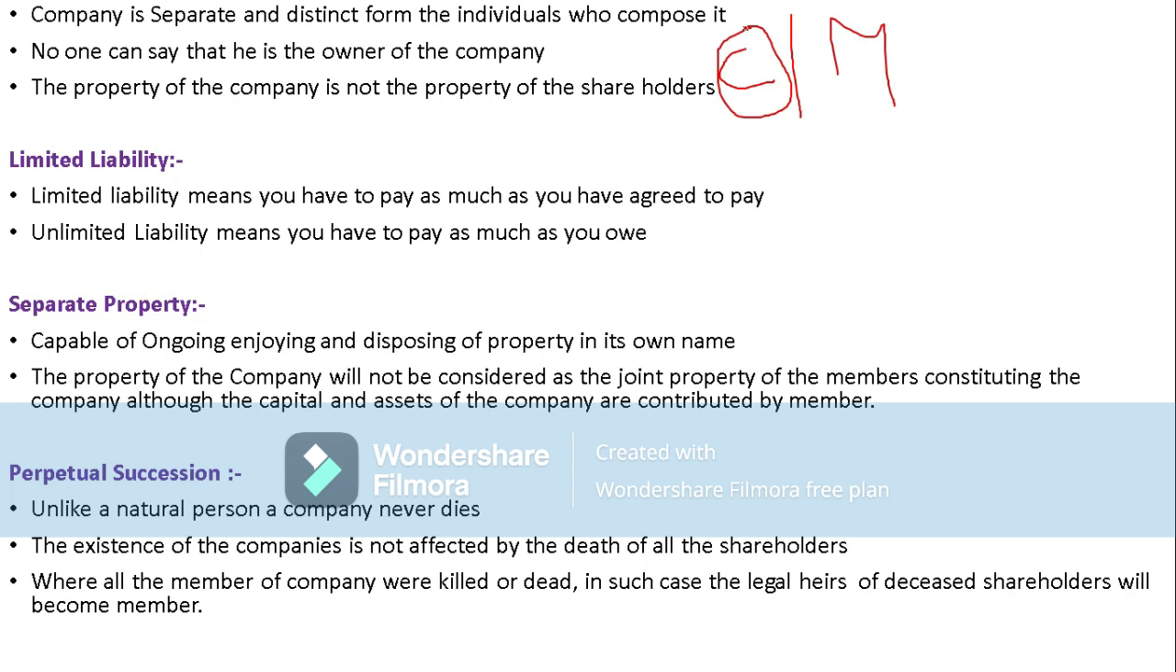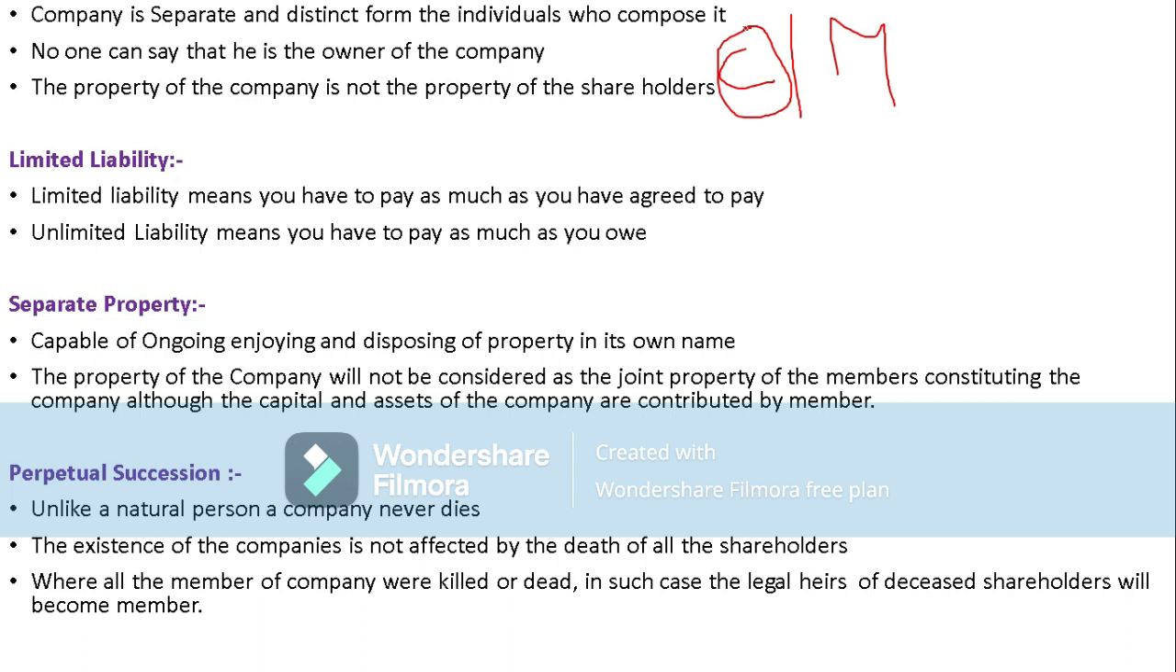The property of the company will not be considered as the joint property of the members constituting the company, although the capital and assets of the company are contributed by members. Did you understand? Even though the members contribute to the company, have shares, and have assets and capital in the company, they are not considered joint property. The company has its own separate property. So this is about separate property.